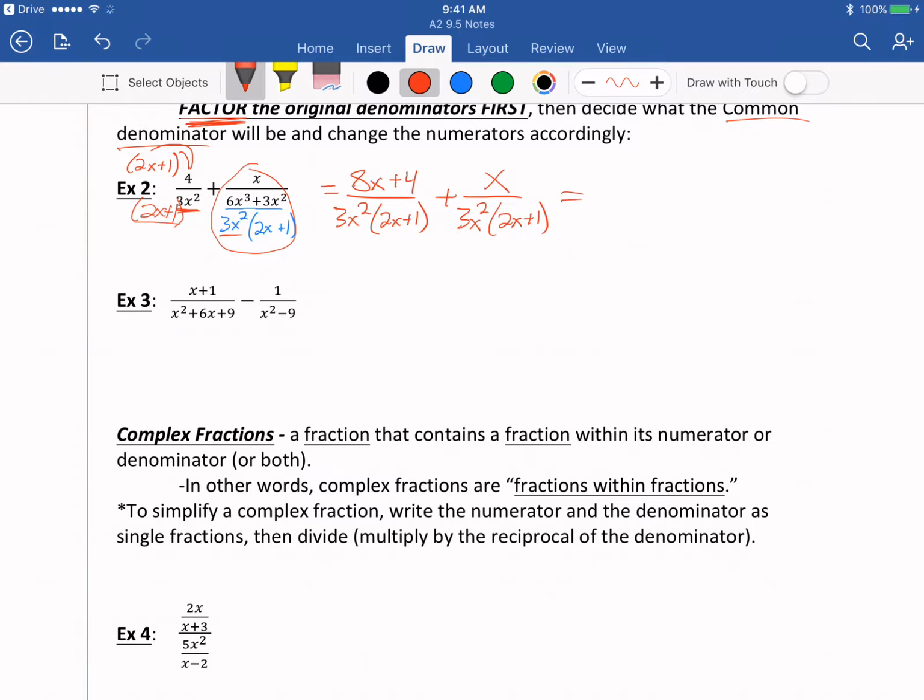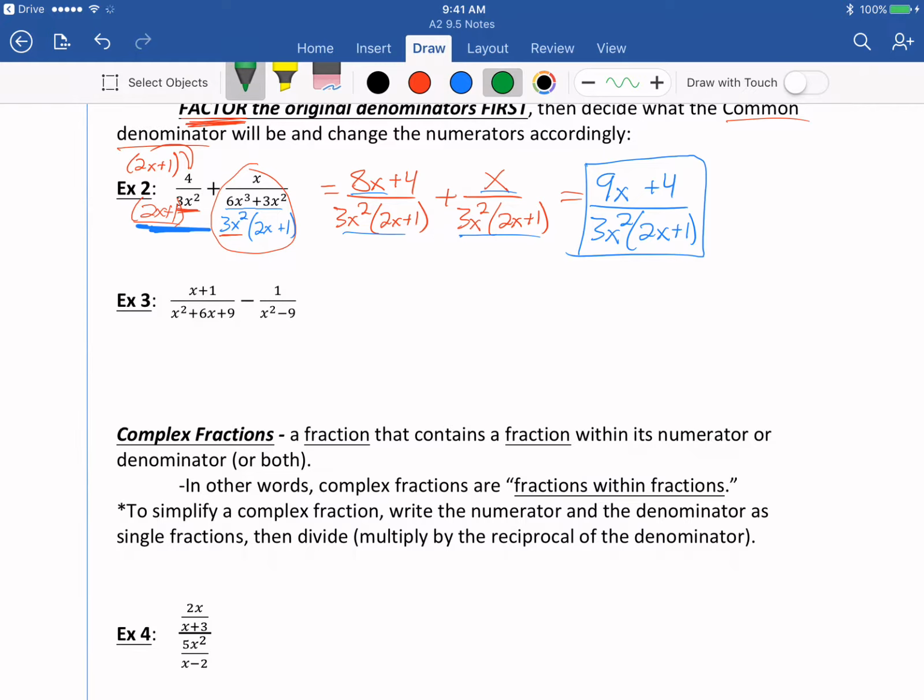Now that I have these common denominators, I can go through and add. I have 8x plus 1x, which is going to be 9x plus 4 over 3x squared, that common denominator, which is 2x plus 1. So that right there is my final answer, folks. I got the common denominators, and I multiplied the top and the bottom, and then I added those tops once I got the common denominators. All right, moving on to number 3 here.